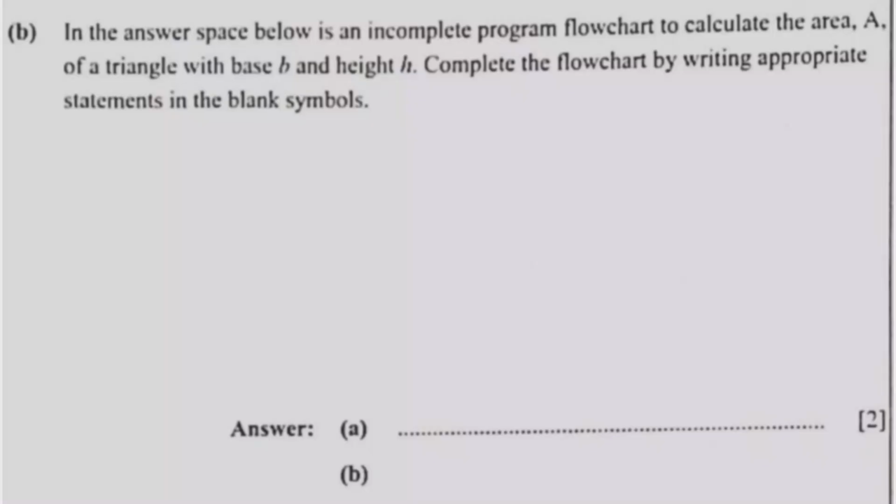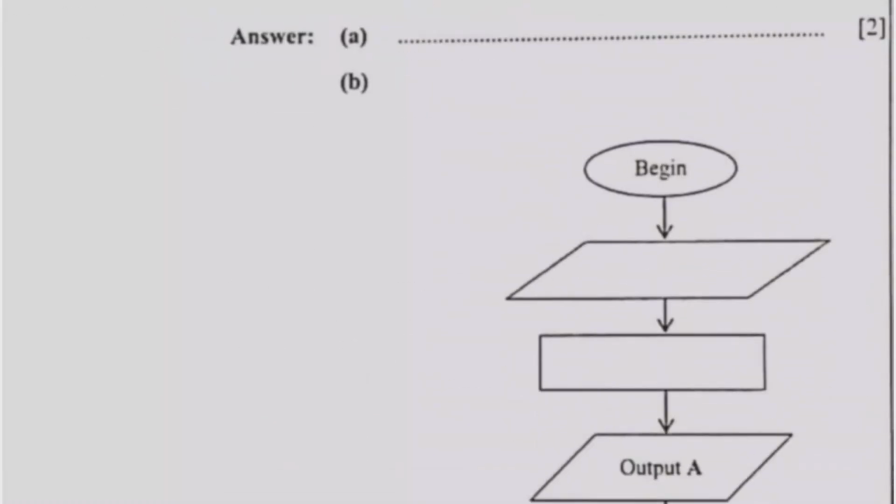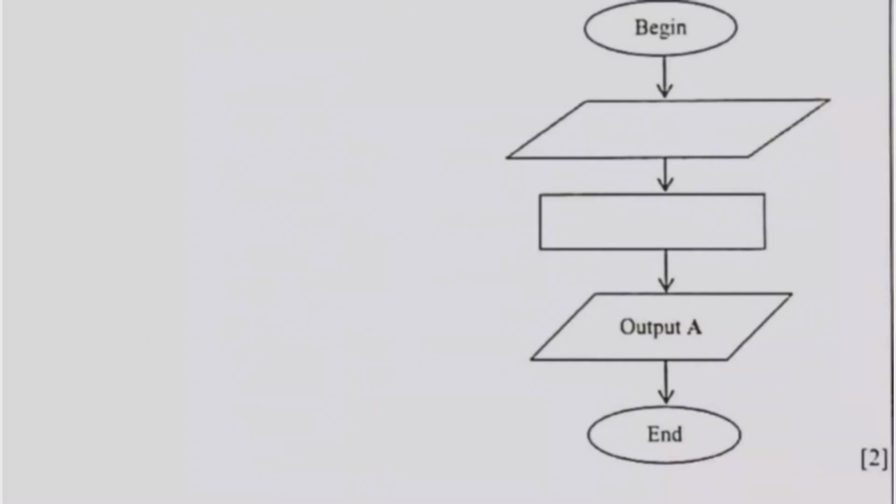Okay, so let's go to the flowchart. Remember, we are calculating the area. So what we do here is we are going to enter the base and the height, which are given. Then here we are going to enter the formula, which is area is equal to 1 over 2 BH.